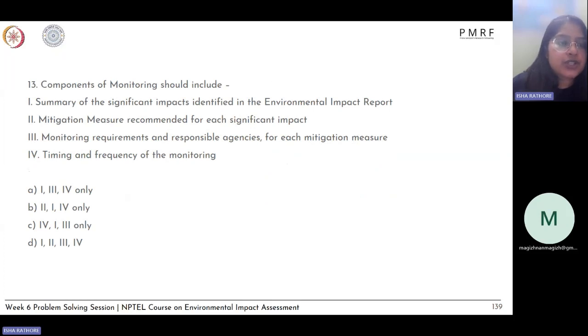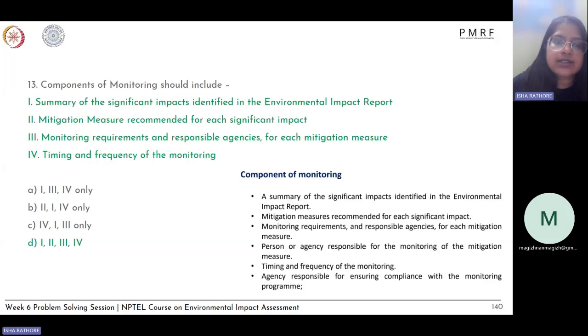The components of monitoring should include 1. Summary of the significant impacts identified in the environmental impact report. 2. Mitigation measures recommended for each significant impact. 3. Monitoring requirements and responsible agencies for each mitigation measure. And 4. Timing and frequency of the monitoring. So, which of the following does monitoring components include? So, the correct answer is D. That is, all of the 4 are the components which are included in monitoring. So, D is the correct answer.